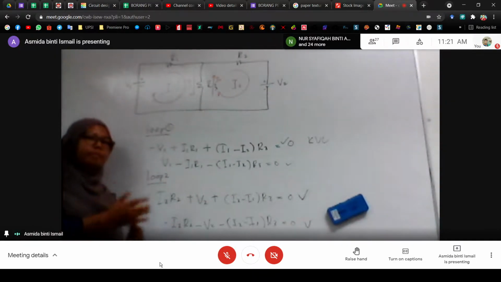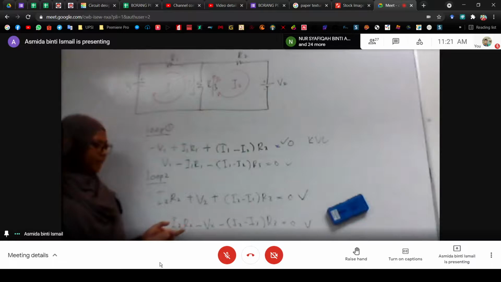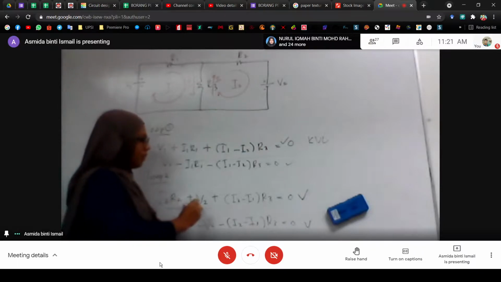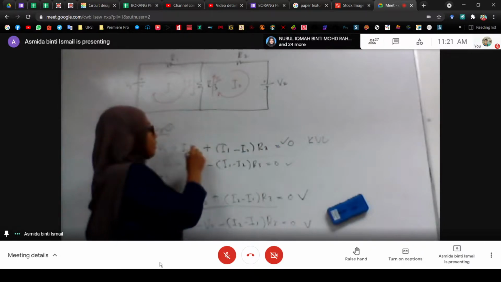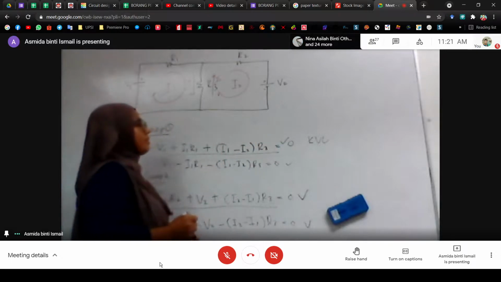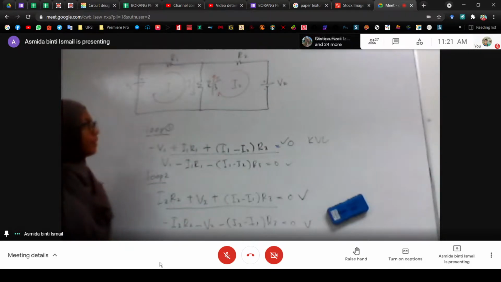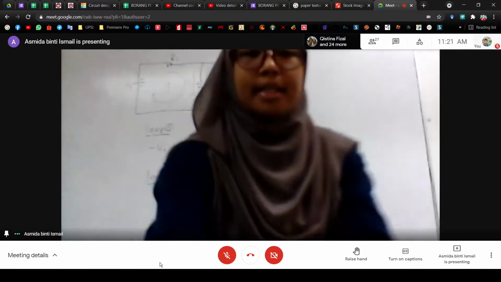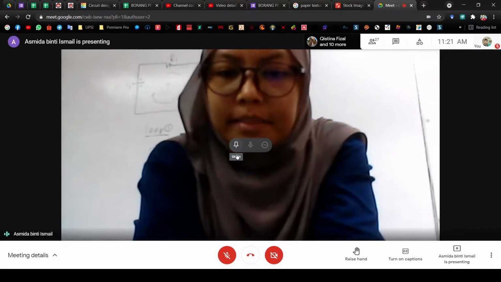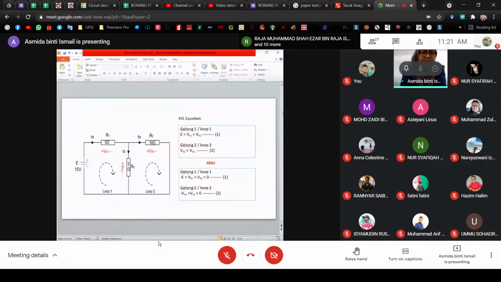Kemudian dia bawa pergi sebelah lah. So this is how you produce the equation. Mana awak dapatkan dia punya equation. So we look at the next example. Okay, we look at this example.